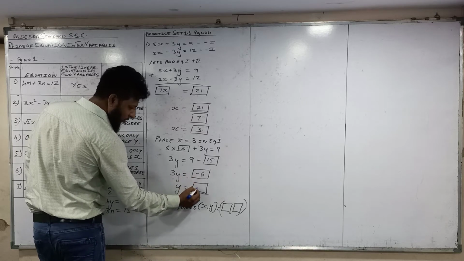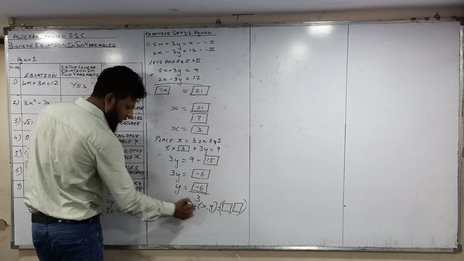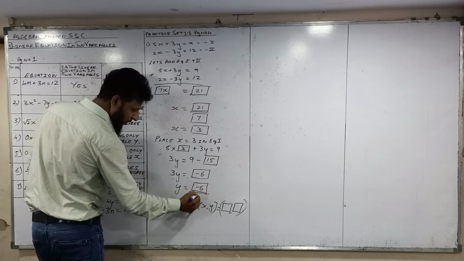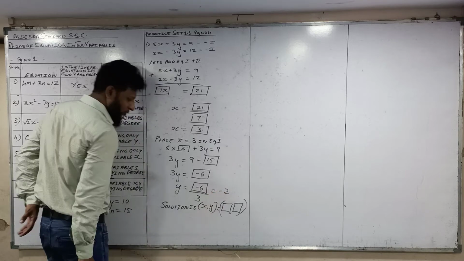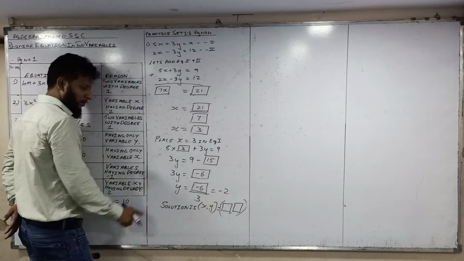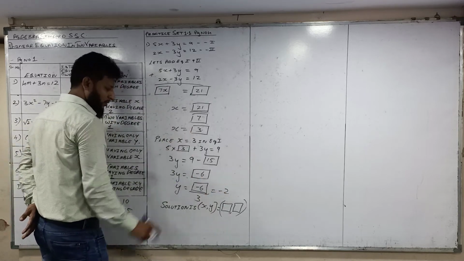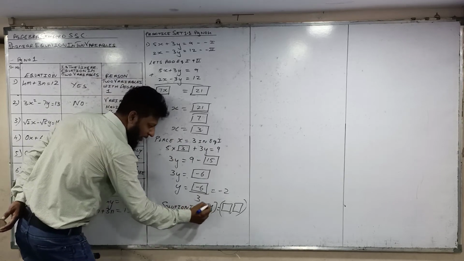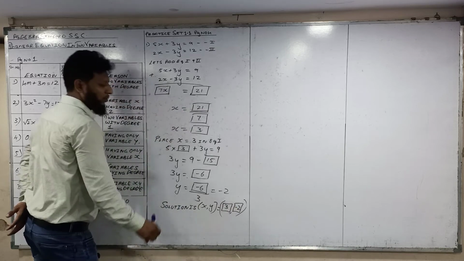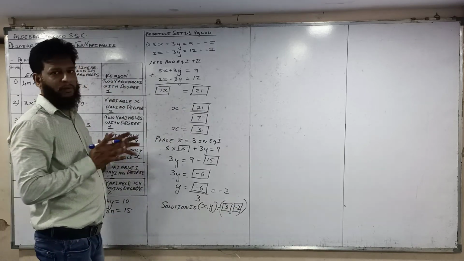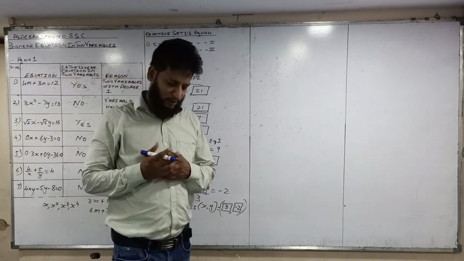Now 3y is equal to minus 6, and the 3 will come down. 3 ones are 3, 3 twos are 6, so y is minus 2. So the value of y is minus 2, and the value of x is 3. So the solution (x, y) is 3 and minus 2. You have to find all other sums like this also.